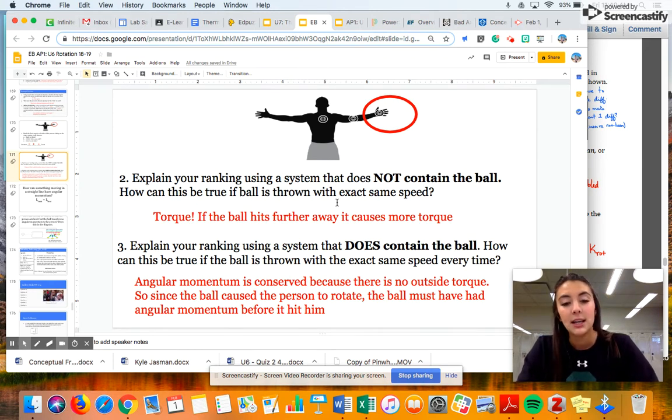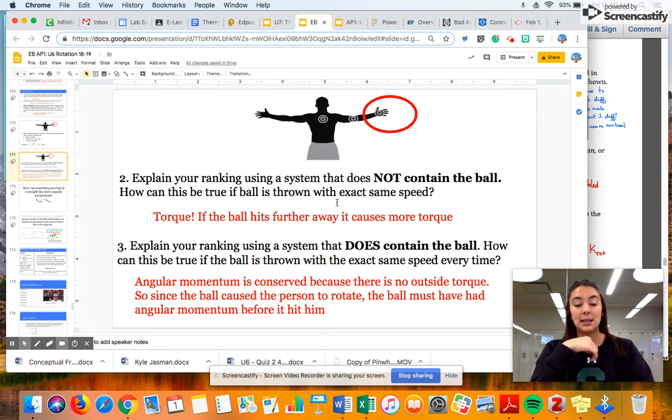And because we want the greatest outside torque, the further away you hit, the more torque you're going to cause. Okay. Then let's think about the system that does contain the ball. How is it true that this ranking exists if the ball is thrown with the same speed at the same time? Okay, so now my system is the ball. If the system is the ball, we know that angular momentum is going to be conserved. So angular momentum before must be equal to angular momentum after.